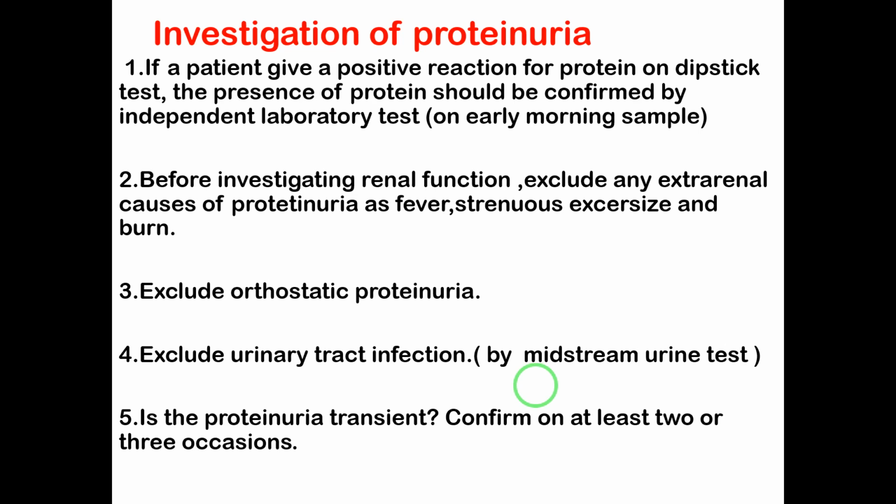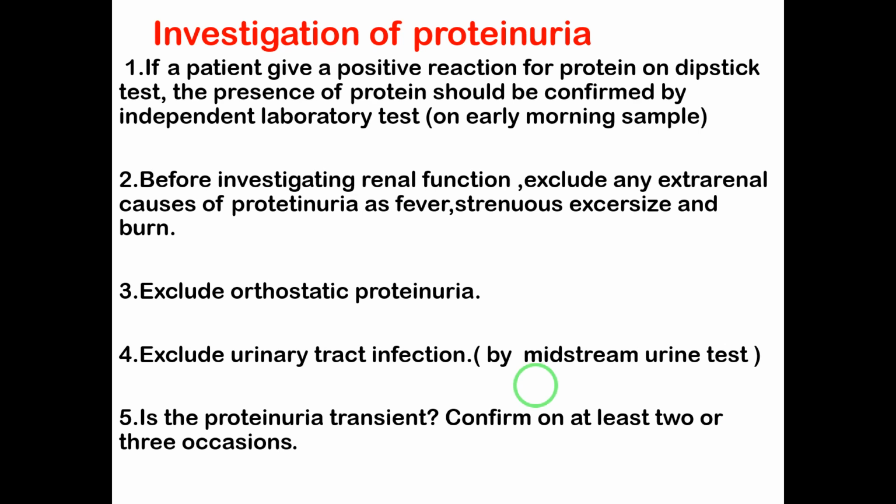Orthostatic proteinuria is the proteinuria that occurs after standing for a long time, mainly in children and young adults, and it can be diagnosed by taking an early morning sample. We can find that after sleeping overnight, the urine becomes free of protein, or at least the amount of protein decreased.